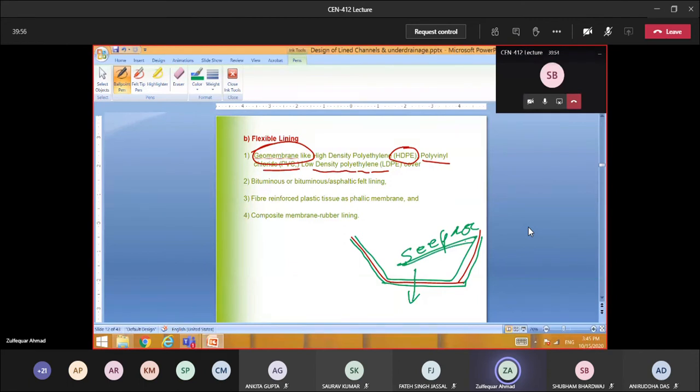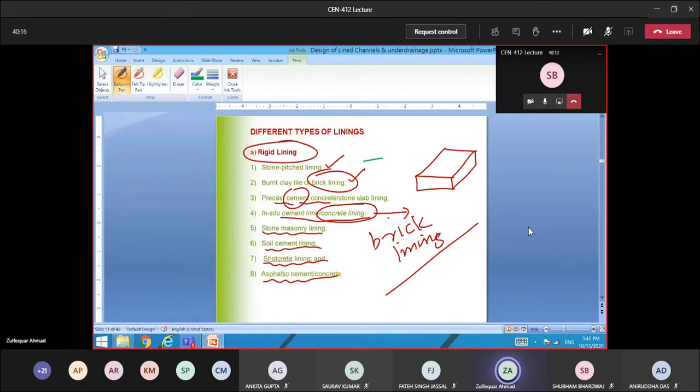Then you have, of course, bituminous, some fibre reinforced plastic tissues, composite membrane, rubber lining, but these are very uncommon types of lining that are being used. So you can go into the detail of that. In particular, the rigid lining is very common, and there are 2 or 3 types of lining, like the concrete lining, brick lining, and the block lining, which is the precast concrete block lining that is being preferred.